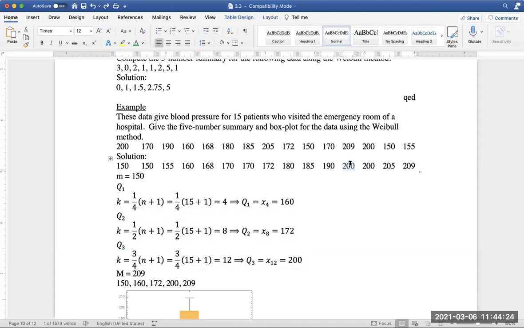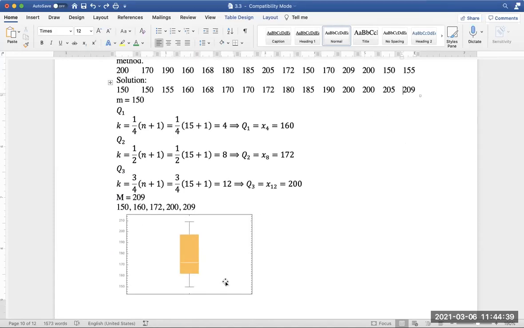200. And so my five number summary is 150, 160, 172, 200, and the largest number, 209. So that's my five number summary. My box plot is 150, 160, 172, 200, 209. That's my box plot.